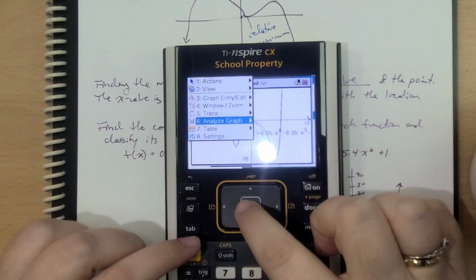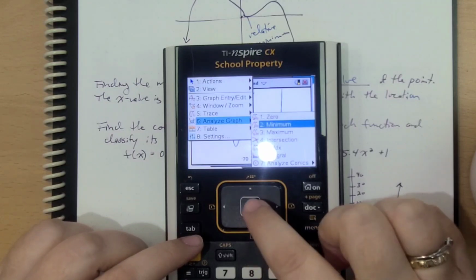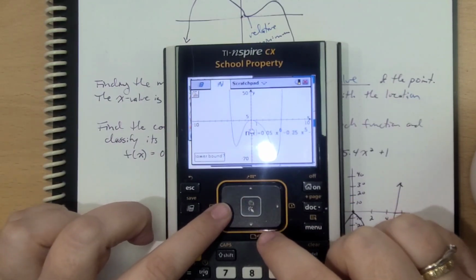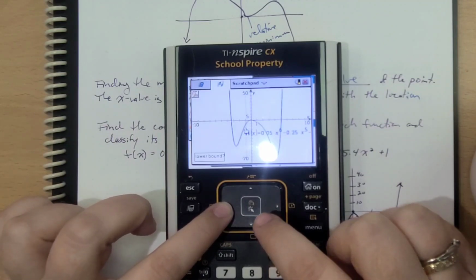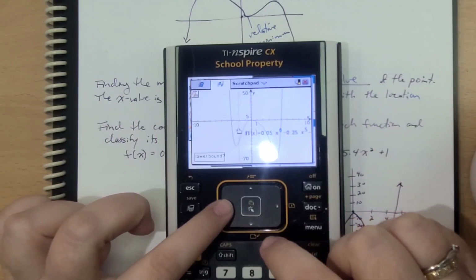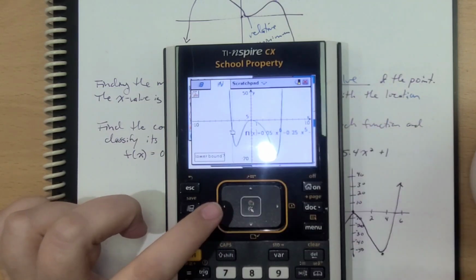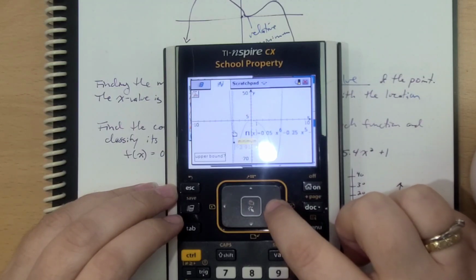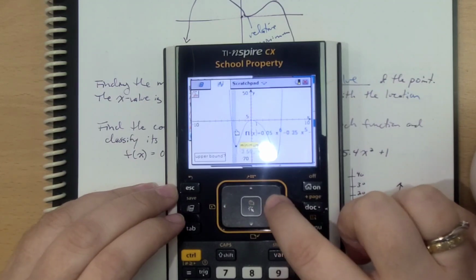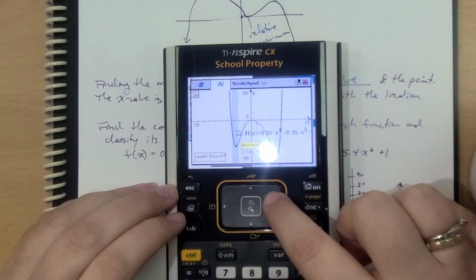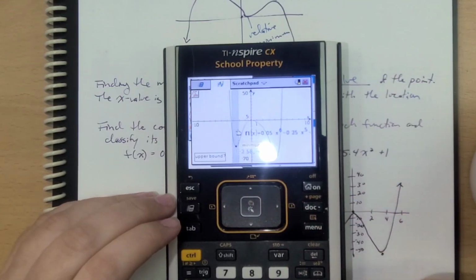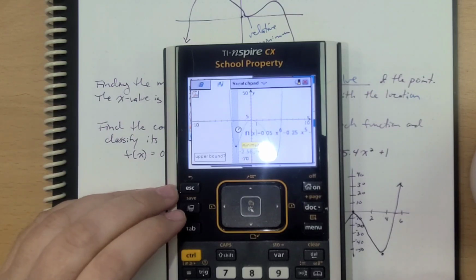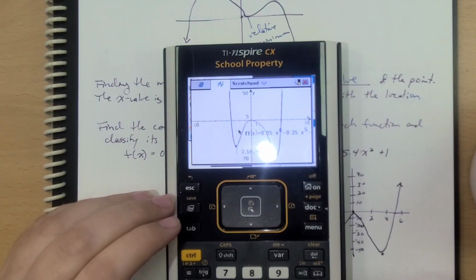So you go to your menu, and then you go to analyze graph, and we're going to calculate our minimum. What it wants is your lower bound, so you move the calculator left. We're trying to get that point right there, so I hit enter. Then my upper bound. On the 89, this says left and right. Hopefully it kind of matches up. As you know, I'm more comfortable with the 84. Then enter again, and it should calculate and give us our minimum.